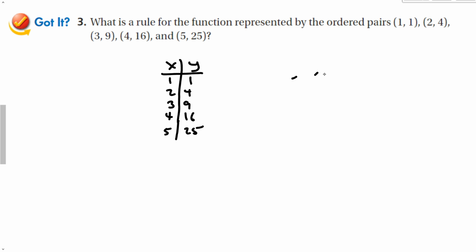We could try to guess other things, but I would notice that if I take 1 times 1, that's 1, 2 times 2 is 4, 3 times 3 is 9. All of the output values on the y side are perfect squares. So I can simply make my equation y is equal to x squared.